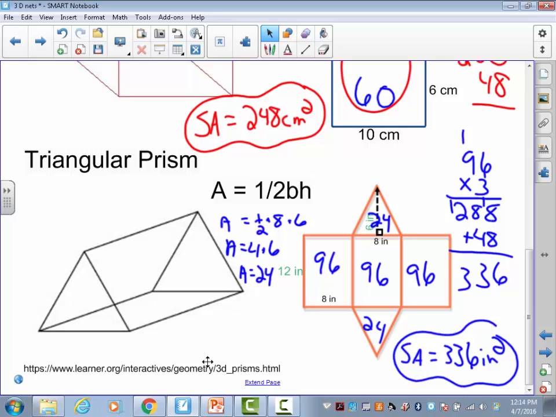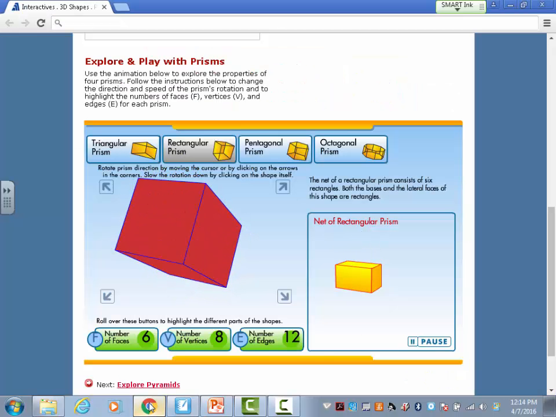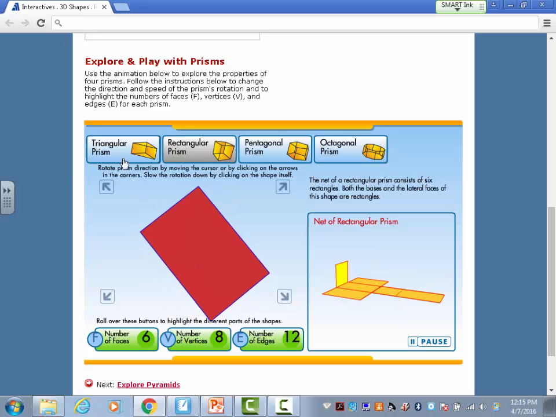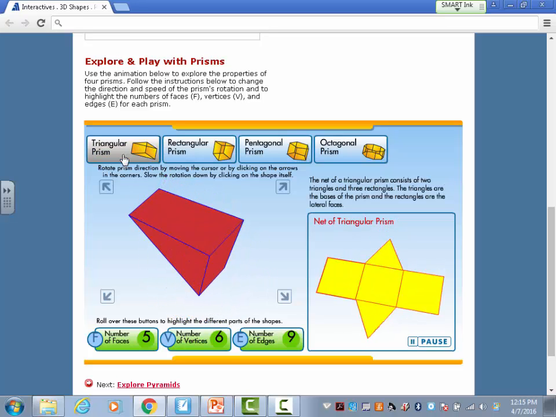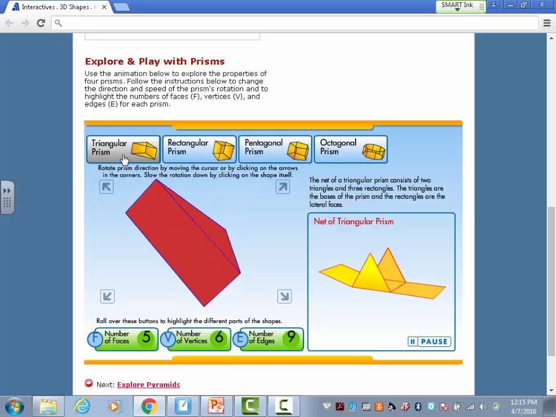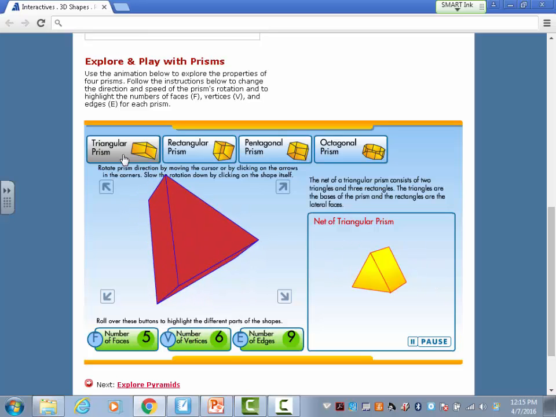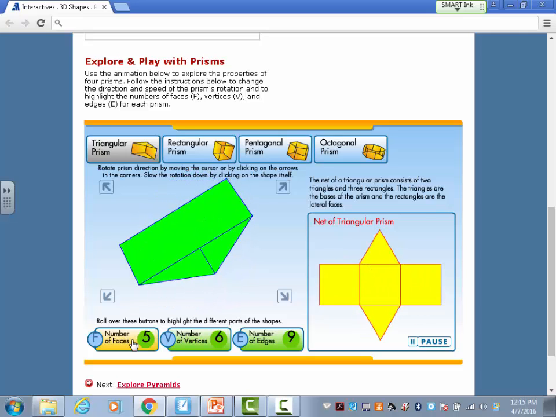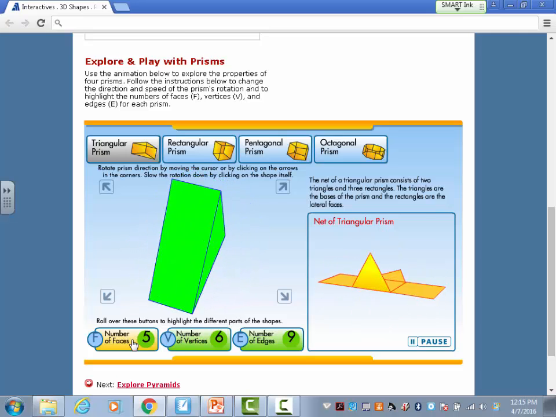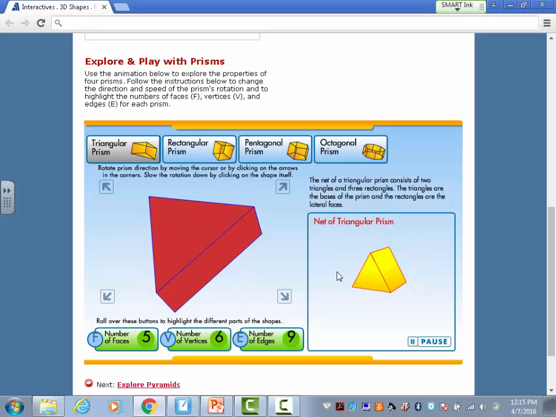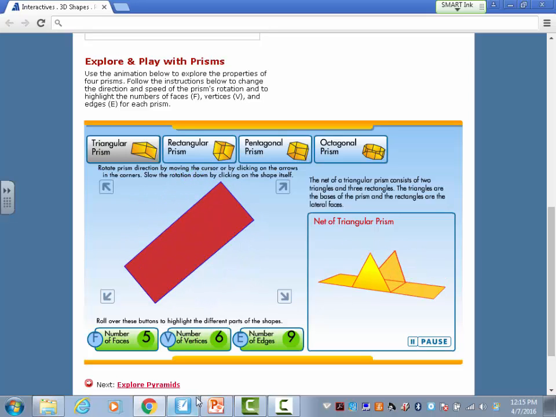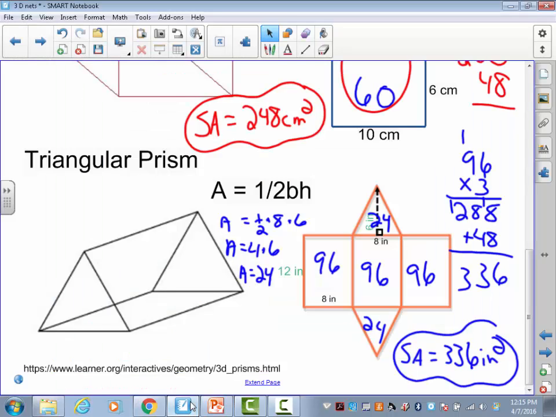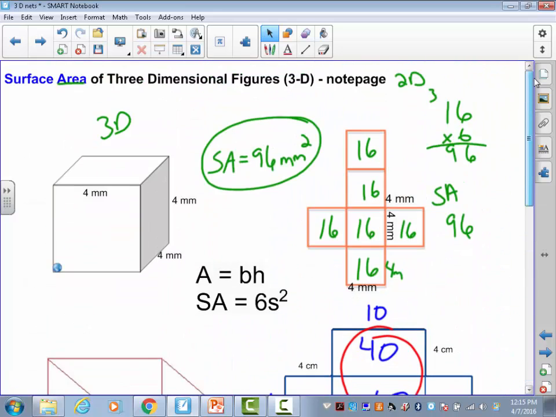So remember a couple things. You can go back and forth to this website as much as you need to. So let's click over to triangular prism and just see that opening up. So you see how the net of that is different. You have 2 triangles and 3 rectangles on a triangular prism. Check out the folds over here. So feel free to go to that site as much as you need to, and go back and forth. You can replay this as much as you need to. Go back, rewind it, do what you need to do.